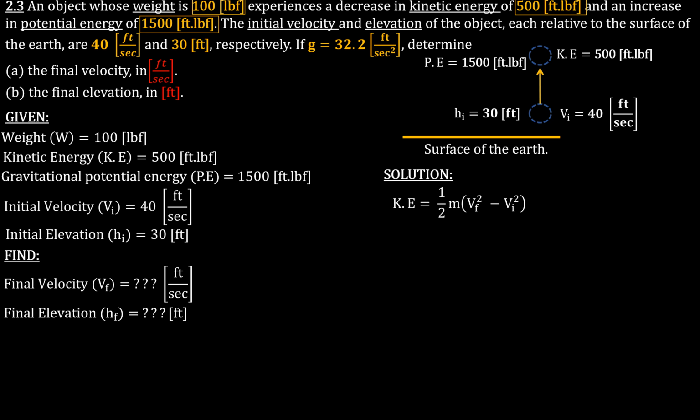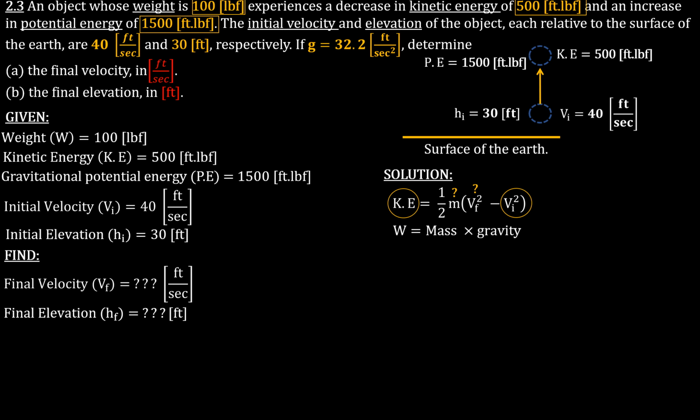So the kinetic energy equation is 1/2 mv squared. Now remember, here we are using US customary units, and as we mentioned in the previous problem, we will divide this by the gravitational constant so we can flip the units, cancel the pound mass and convert it to pound force. Here we are given the kinetic energy. We are not given the mass, but we are given the weight. We need to find the final velocity, and we are given the initial velocity of the object.